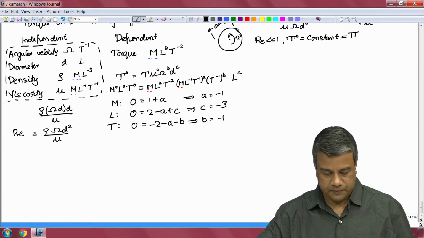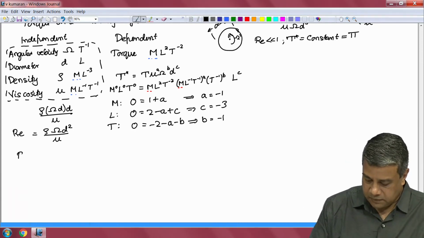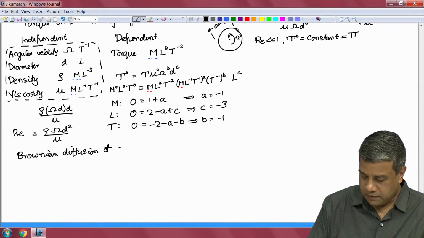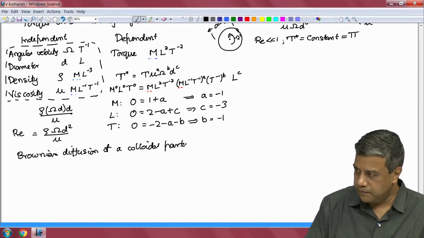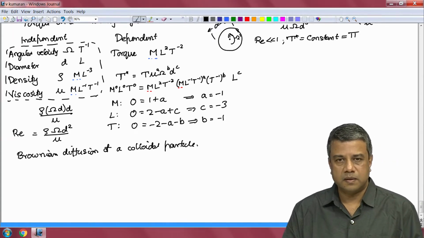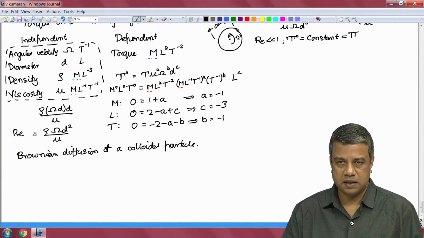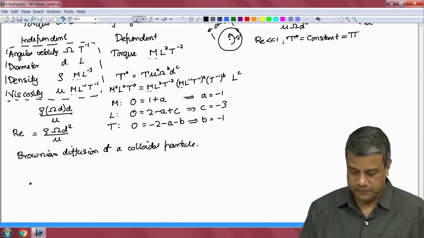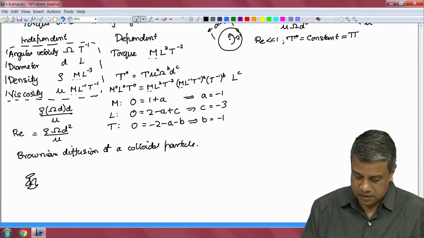Let us look at another problem. Brownian diffusion of a colloidal particle. Colloidal particles are particles of size about 1 micron or less in a fluid. Dust particles, pollen grains and so on are colloidal particles. And if you actually look at the motion of a colloidal particle under a microscope in a fluid, you will find that it executes some kind of a random motion.